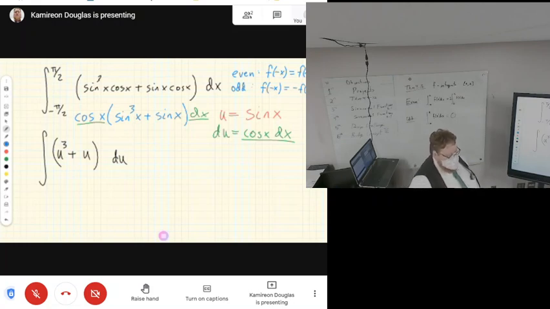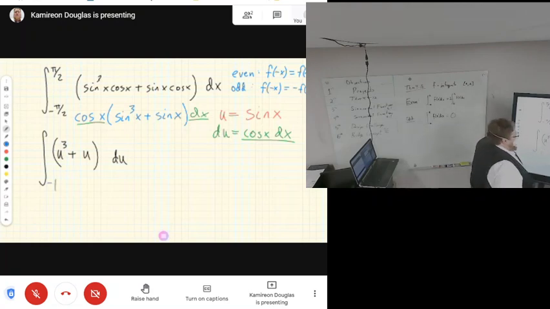The unit circle. What happens if I plug in negative pi over 2 into sine of x? I get negative 1. What happens if I plug in positive pi over 2 into sine of x? I get 1.